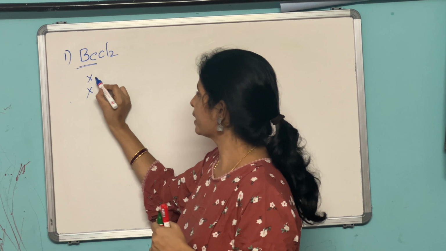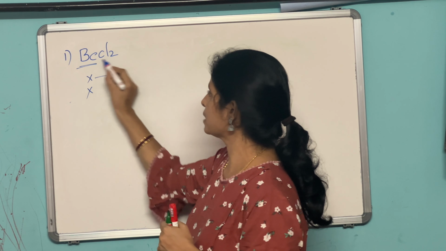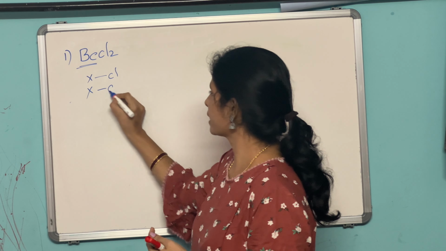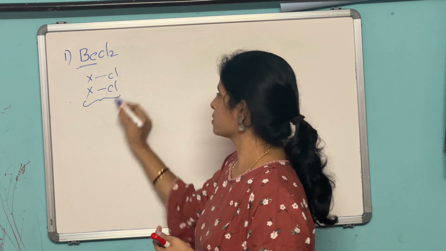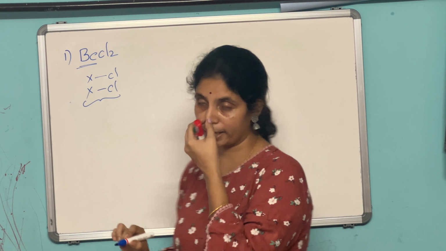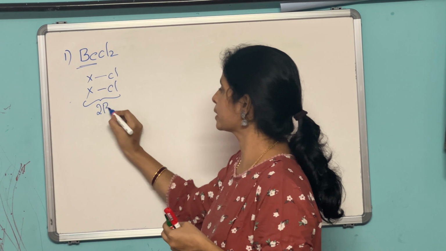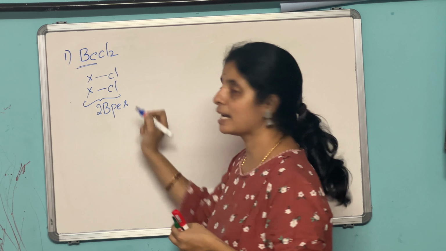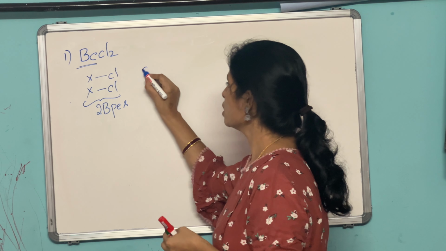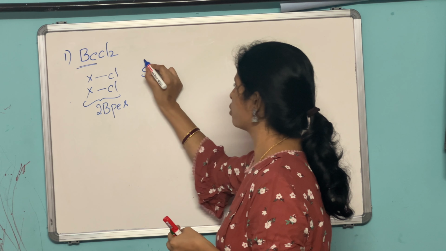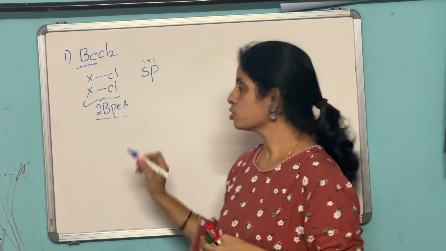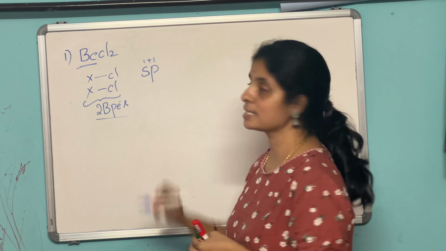For each cross mark, one chlorine means one surrounding atom is attached. So here there are 2 bonds, first bond, second bond. How many bond pairs of electrons? 2 bond pairs of electrons. In the last video we discussed: if 2 bond pairs of electrons, what is the type of hybridization? Here it is sp hybridization, 1 s orbital and 1 p orbital, altogether 2 bond pairs of electrons. So 2 bond pairs means sp hybridization.